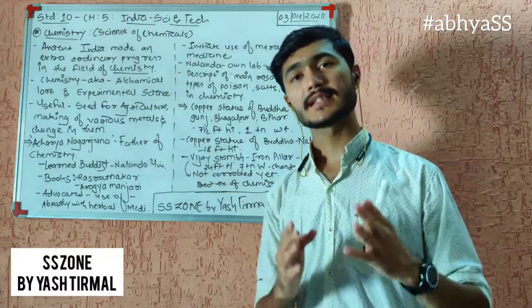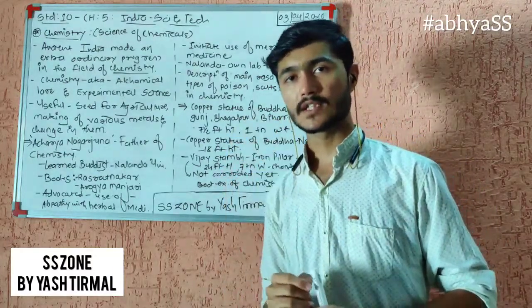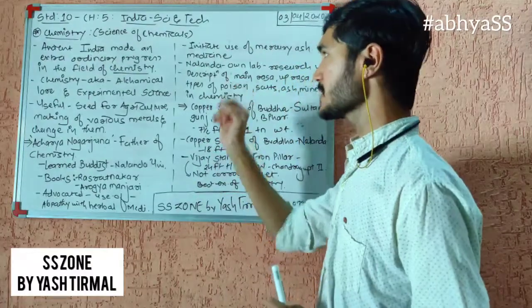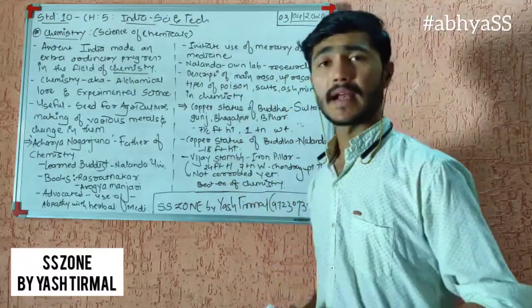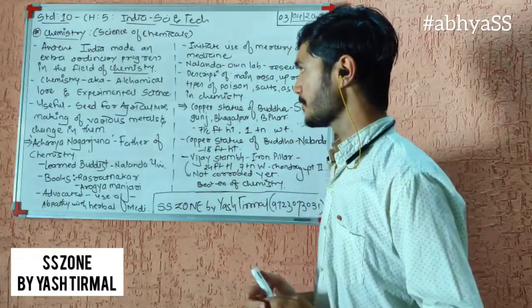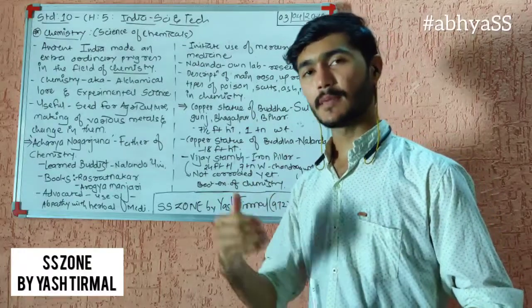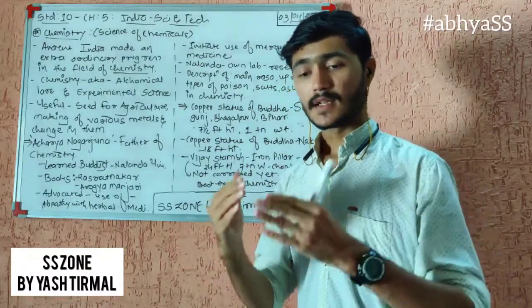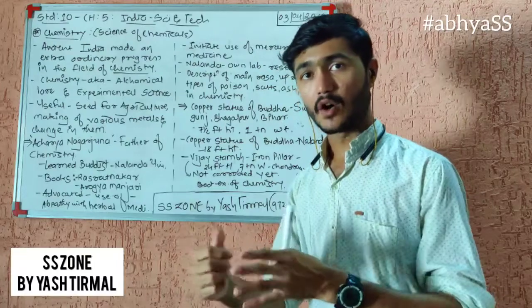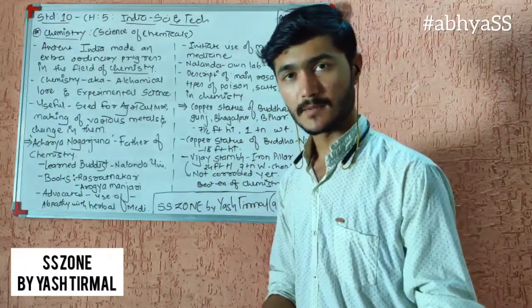As I told you in the last lecture, our very first line for every kind of science of this chapter will remain the same. That is, ancient India made extraordinary progress in the field of chemistry. This chemistry is also known as alchemical law, that is the science of chemicals, or using the raw chemicals and making new chemicals.